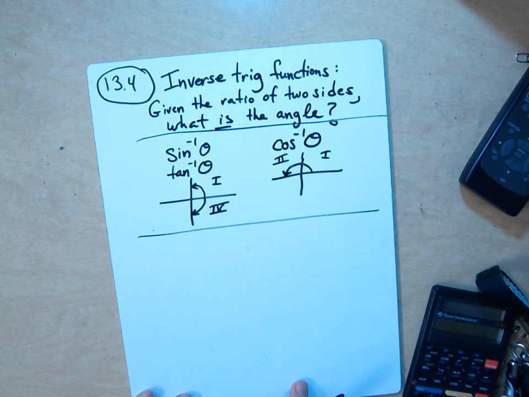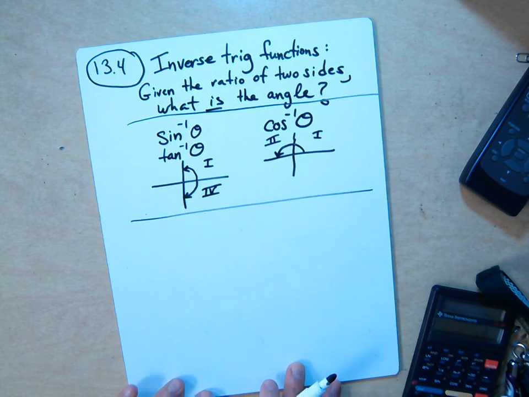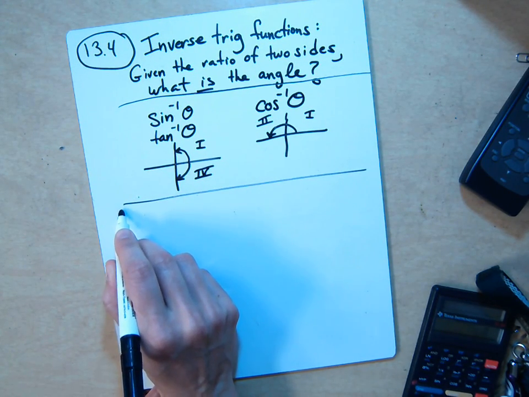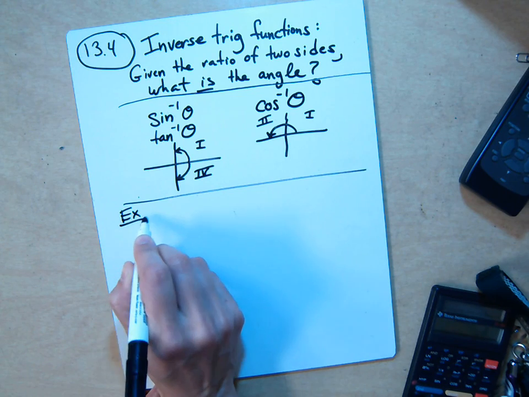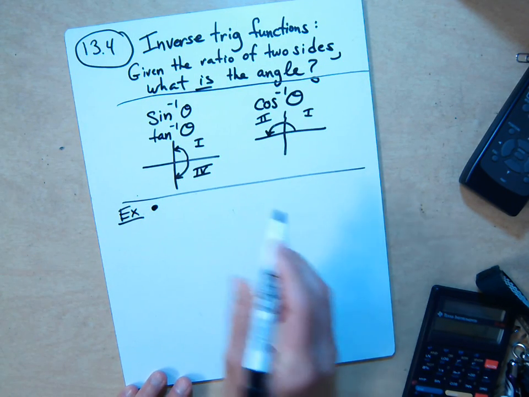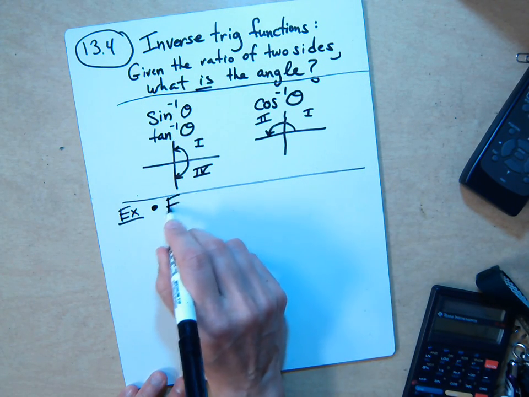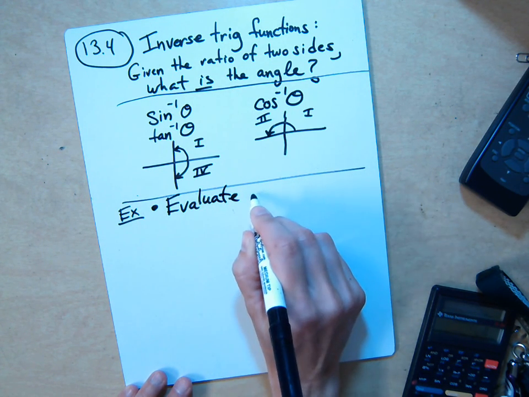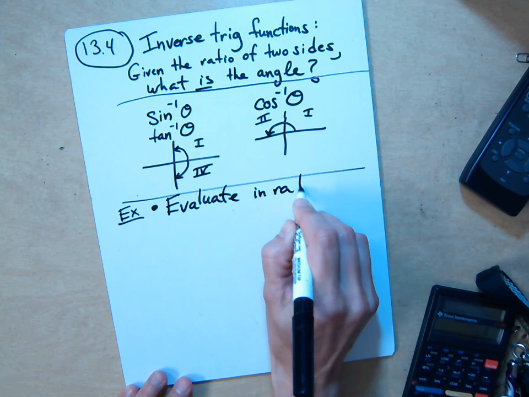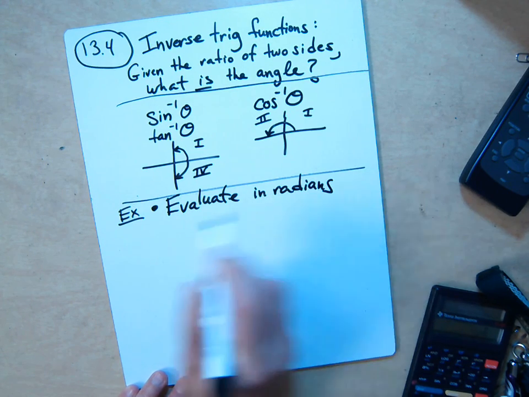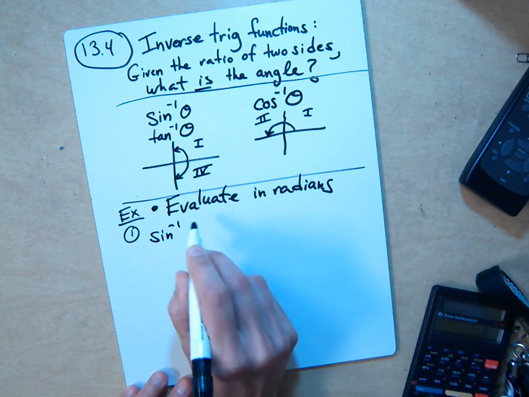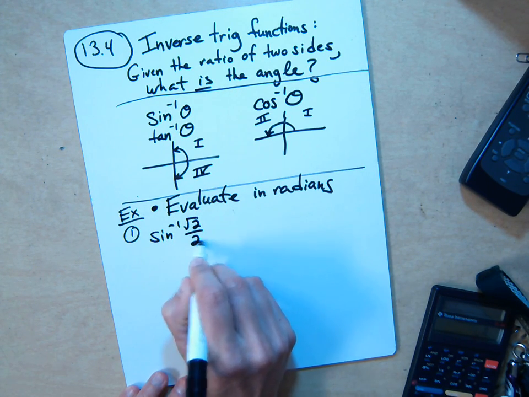Okay, so now we're going to practice doing some examples. So here's something like a test objective. Evaluate in radians. So the first example is find the inverse sine of √2/2.